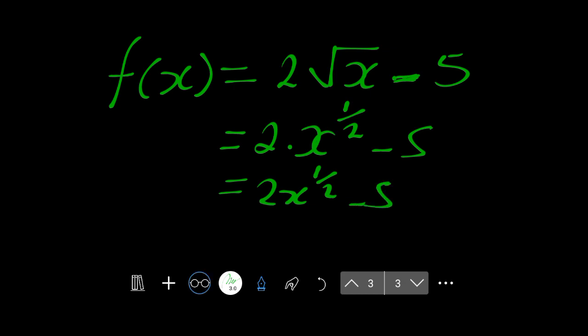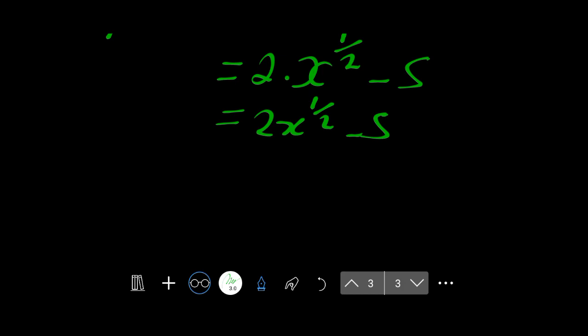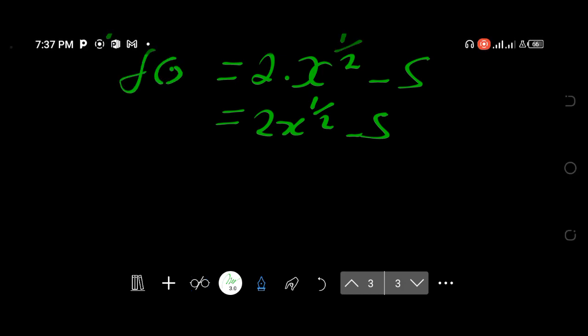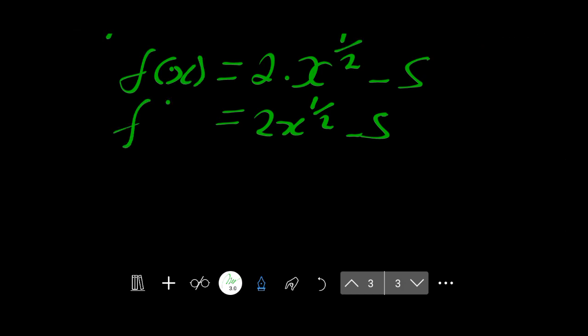Okay, so let's now differentiate this one. So for this one, f of x is equal to 2x to the power 1 over 2 minus 5.